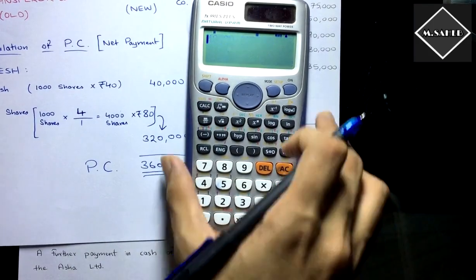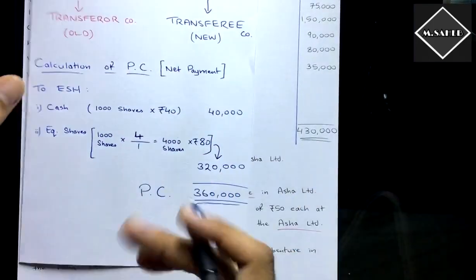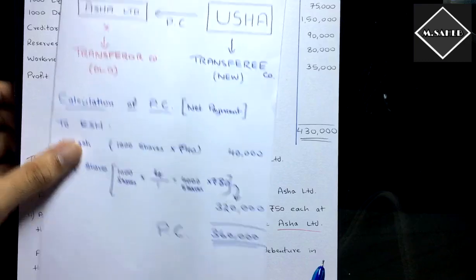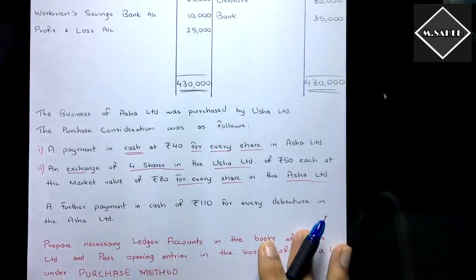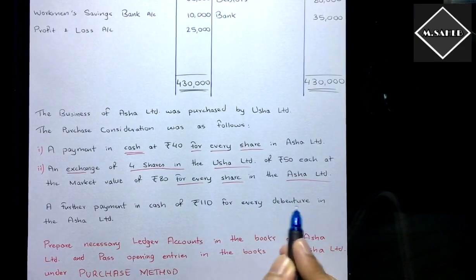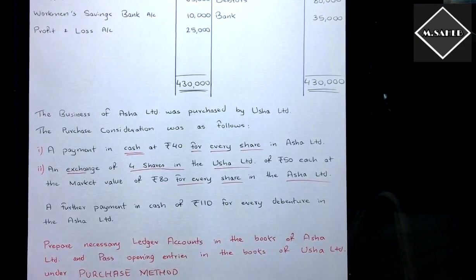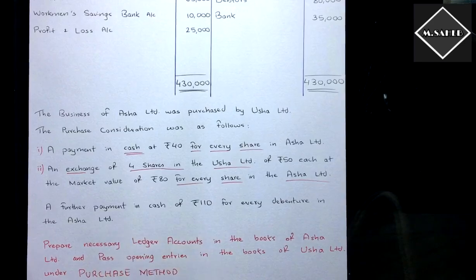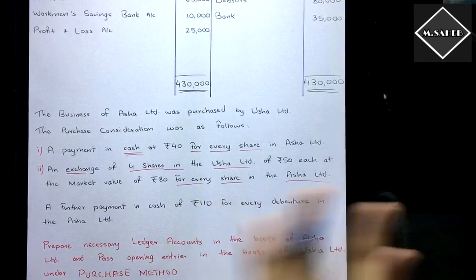This is the net payment method. Don't worry, it's very simple. This share exchange is very simple. Now they are saying a further payment in cash of rupees 110 for every debenture in Asha Limited. Here they are confusing you. Whatever is given to debenture holders doesn't become part of purchase consideration.